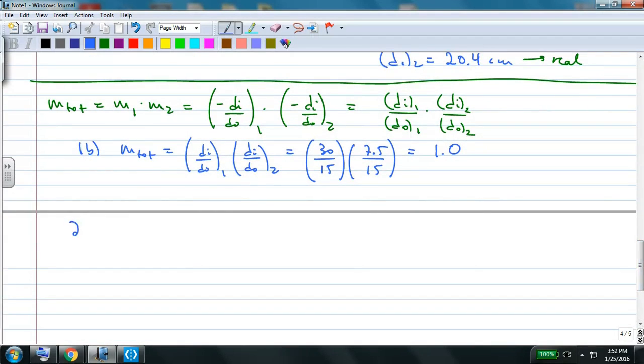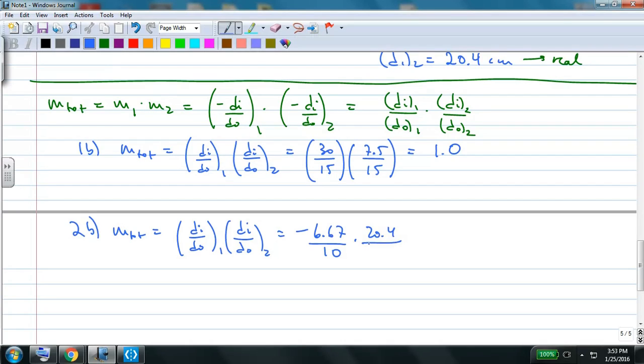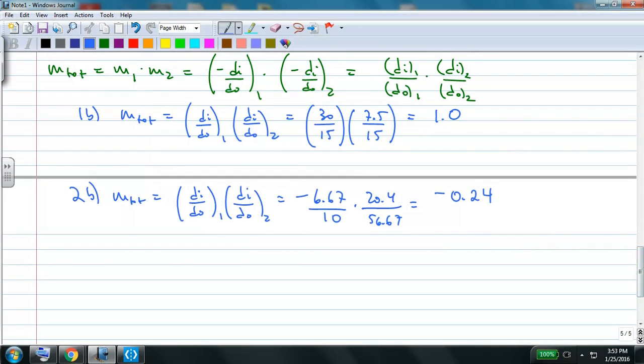And then if you do it again for 2B, because that's asking the same thing, and again, go back to our numbers. So M total will be DI over DO1 times DI over DO2 equals negative 6.67. Where did the negative come from? I just told you to get rid of them because that's the actual DI for lens number 1, negative 6.67 over DO multiplied by 20.4 over 56.67. And I got negative 0.24. You should always check my math. Okay, so those are some examples of how to use that M total equation.